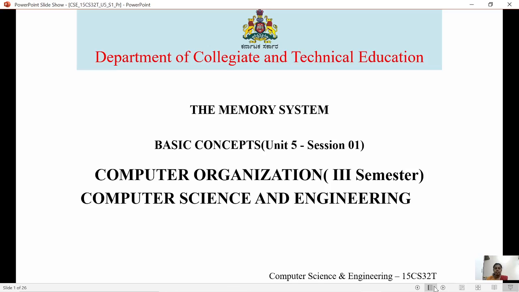As a part of Learning Management System, we are taking classes of 3rd semester students of Computer Science and Engineering branch on the subject Computer Organization with a subject code 15CS32T. In this session, we are going to discuss Unit 5, that is the memory system. In that, the topic is basic concepts.